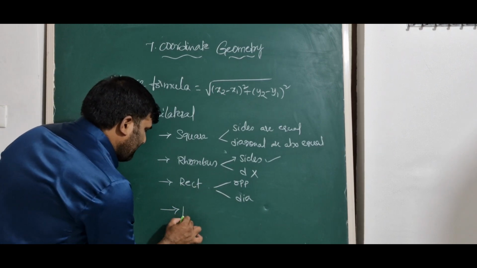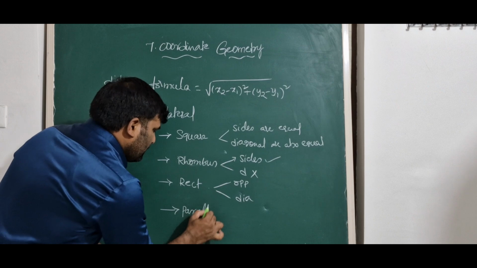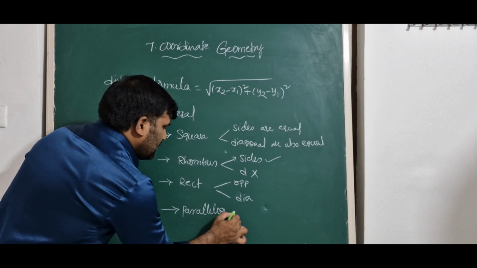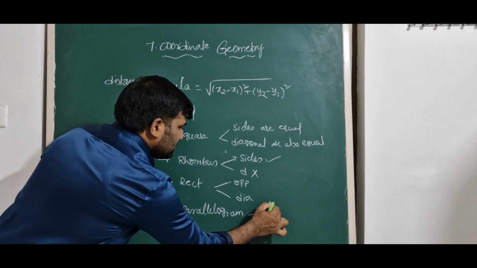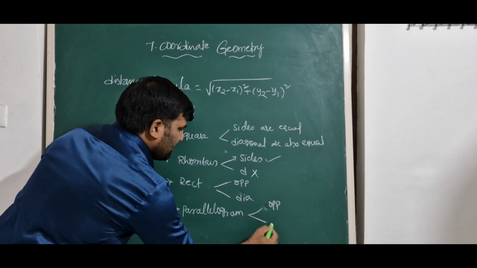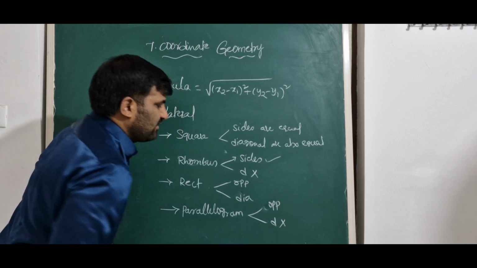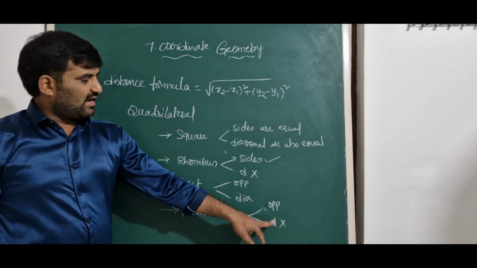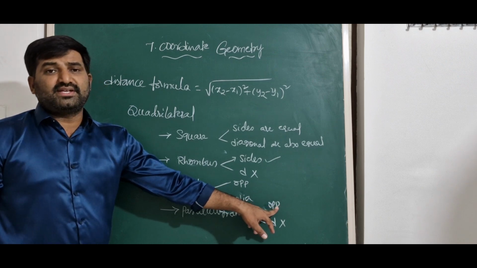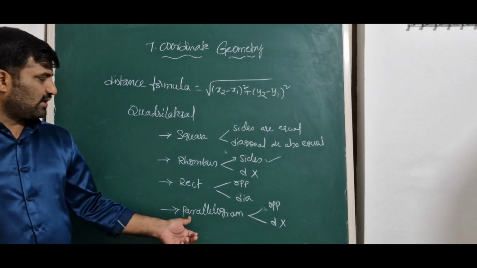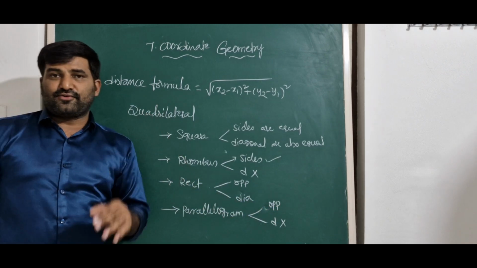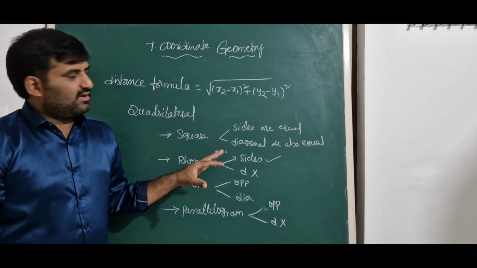And for parallelogram, you can say that 2 pairs of opposite sides are equal and diagonals are not equal. When diagonals are not equal and the 2 pairs of opposite sides are equal, then we can call it a parallelogram. Here we have 4 different types of quadrilaterals. There will be a question on this.